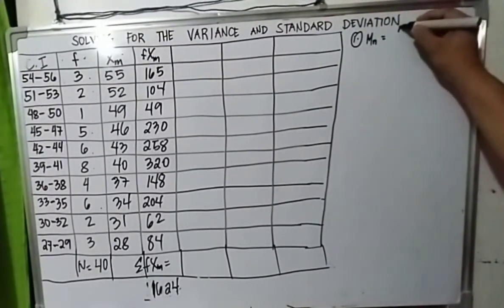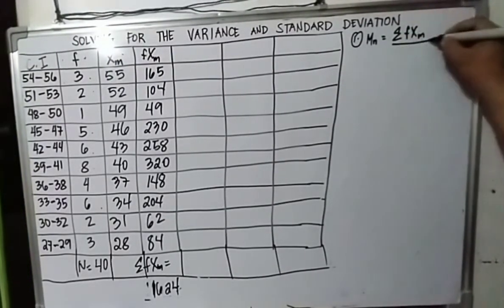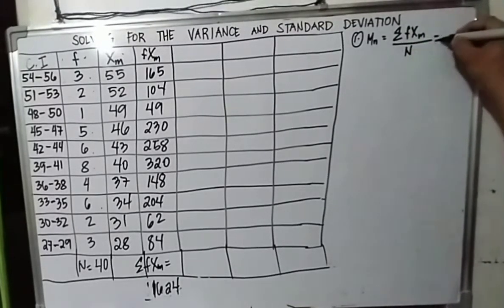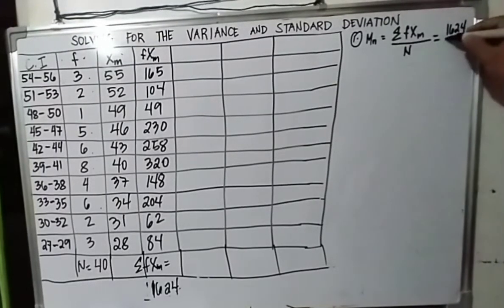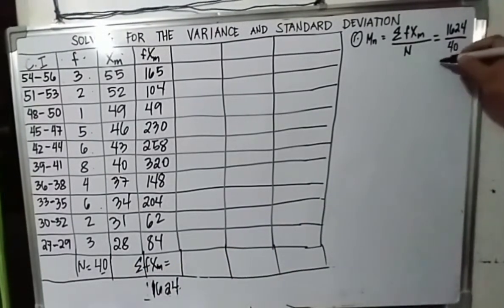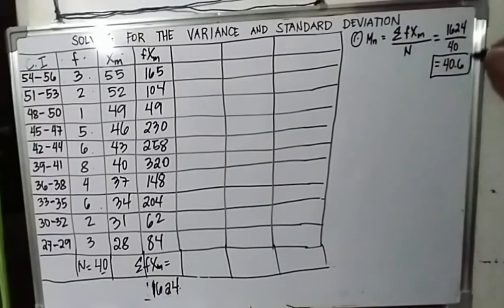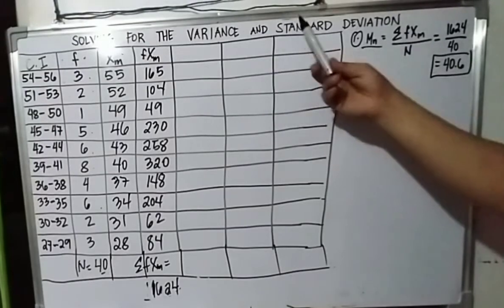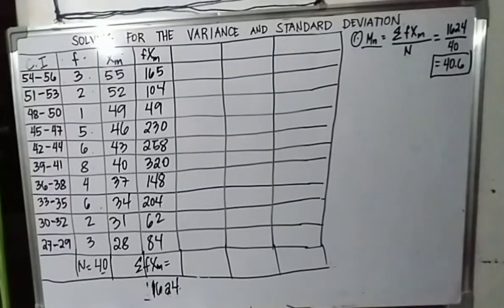So formula, that is summation of f x sub m over n. So that is equivalent to 1,624. Divide natin yan sa total frequency, that is 40. So ang sagot is 40.6. Ito na yung value ng mean. Next, in order to solve for the variance and standard deviation, continue the frequency distribution table.